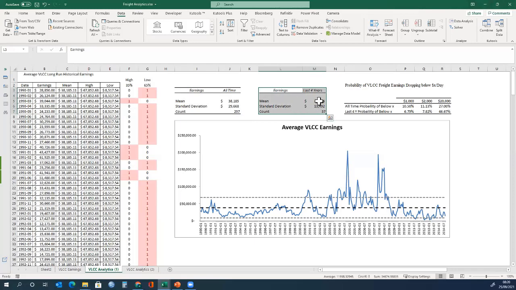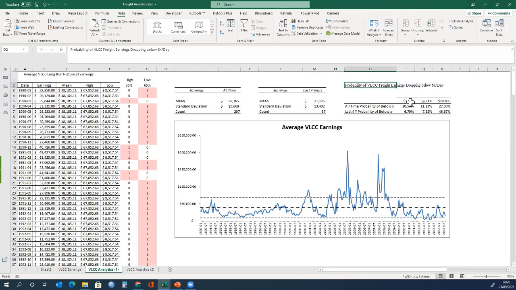Here we have the last 4 years, and we can see a significant difference. The last 4 years have a lower average, and the volatility is much less. Next, we will do a probability calculation, where what we have is the probability of this freight earning being below or above a certain value that we indicate.